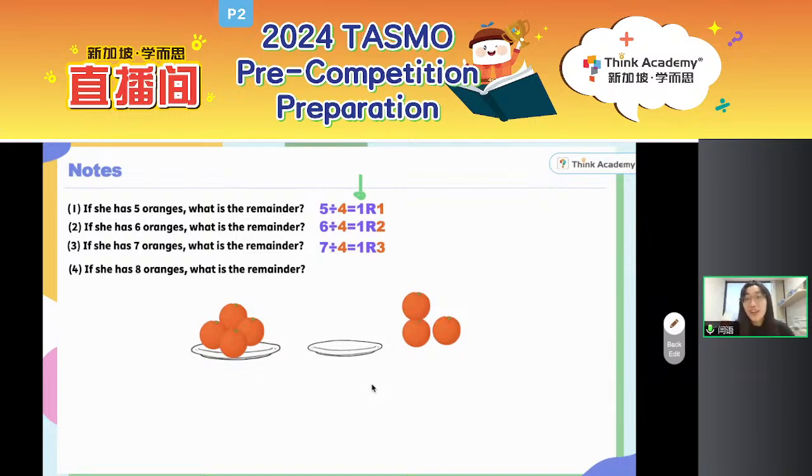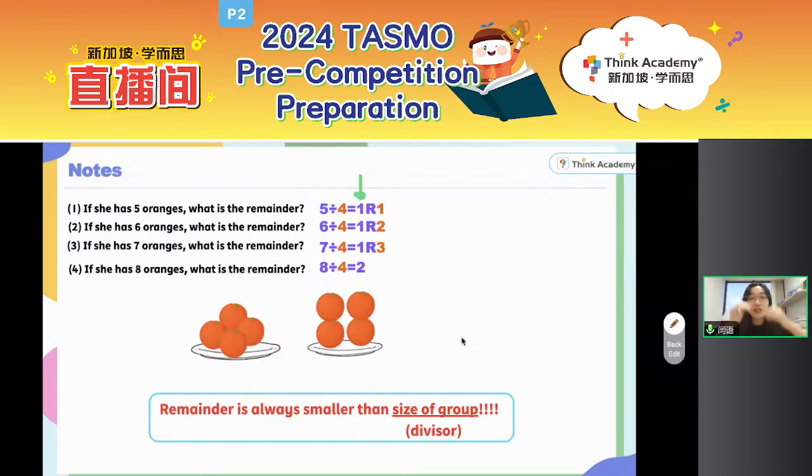No. Why? Because actually you see that for these 4 oranges, we can just put them on the plate, okay? So you see 8 divided by 4, that is 2. So from this example, again, you see remainder is always smaller than size of group. So that is, remainder is always smaller than divisor, okay? Pay attention. There's no 8 divided by 4 equals 1 remainder 4, okay? It's wrong. Any question here? No? Okay, good. So now let's move on.